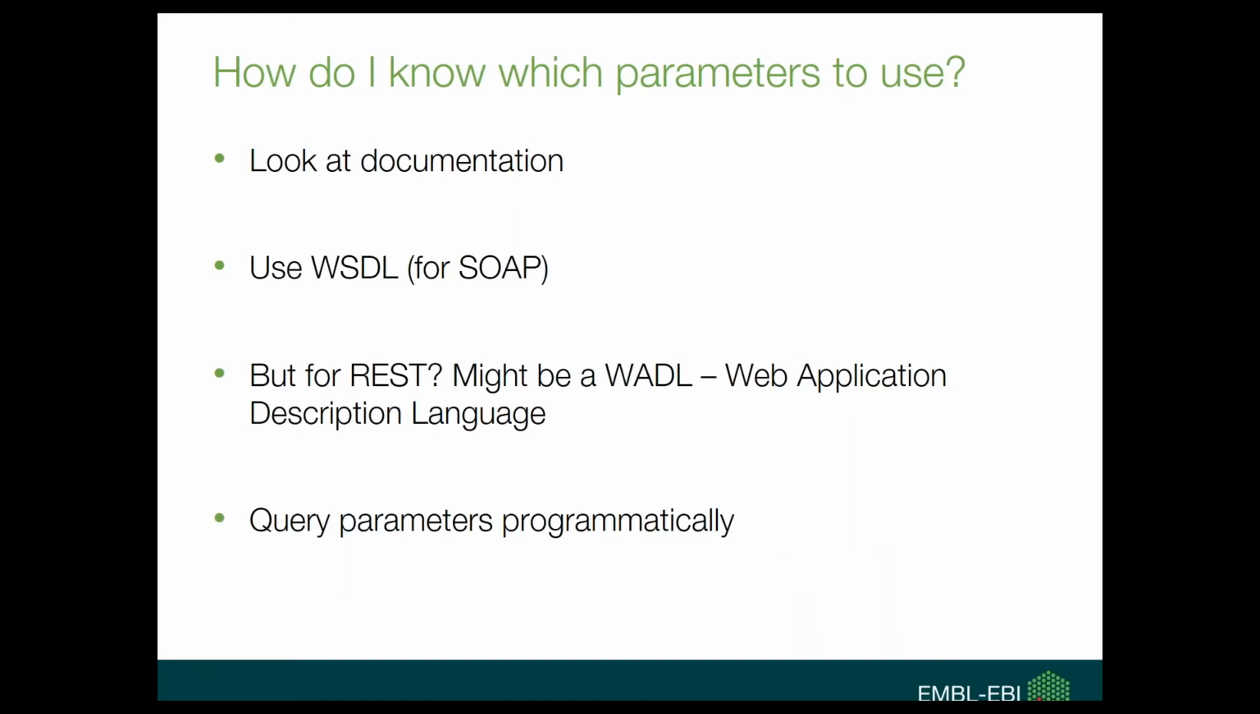So how do you know which parameters you can use with our services? The first port of call is to go and look at the documentation, obviously. And each service should have a link to the documentation on the service page. If you're using SOAP, you can also look directly at the WSDL, and this will describe some of the parameters. Now, unfortunately for REST, while there is an equivalent of the WSDL, which is called a WADL, a Web Application Description Language, it's not mandatory, so REST services might not have one of these. So instead, what you can usually do is query the parameters programmatically as well.